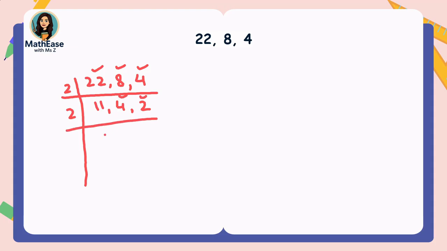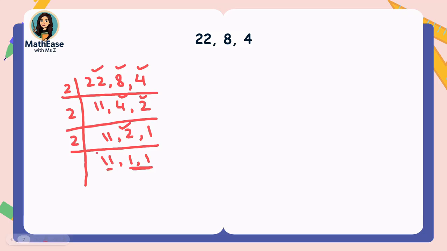So 11 stays as it is. 4 is divided by 2 to give us 2, and 2 is divided by 2 to give us 1. So now we have 11, 2, and 1. Let's try 2 one more time, since the number 2 can still be divided by it. So the 11 stays as it is. 2 divided by 2 gives us 1, and the 1 stays as it is. Now we are left with 11, 1, and 1. So 2 out of the 3 numbers have finally reached 1. Now we're only left with the number 11.